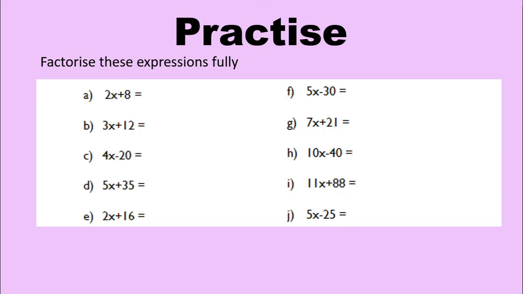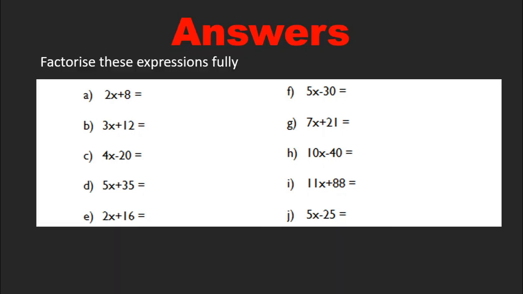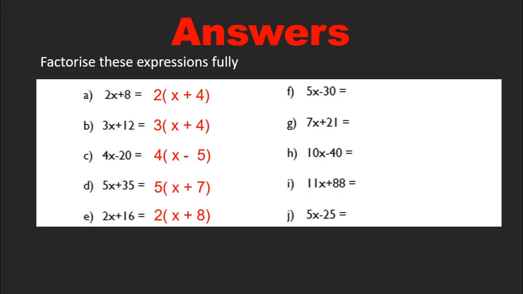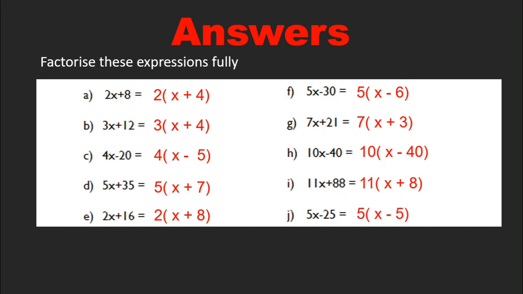I hope you've had a chance to hit pause. Here come your answers. For question A, the common factor was 2. For B, it was 3. For C, it was 4. For D, it was 5. And for E, it was 2. For F, it was 5. For G, it was 7. For H, it was 10. For I, it was 11. And for J, it was 5.